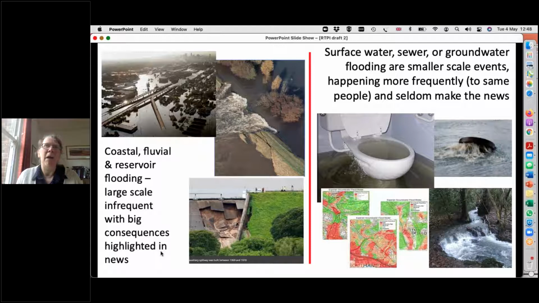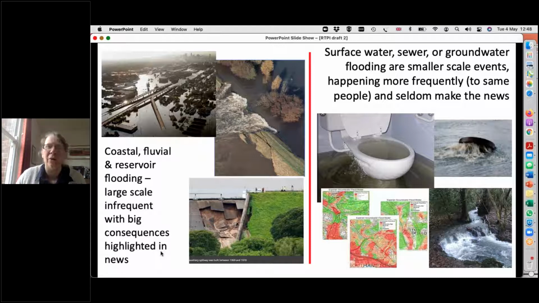And this is primarily surface water, sewer, or groundwater flooding, which generally, not always, occur through smaller scale events, which happen more frequently, often to the same people over and over again, and seldom make the news, but can cause great misery. So I guess I just wanted to flag up that other form of flooding.